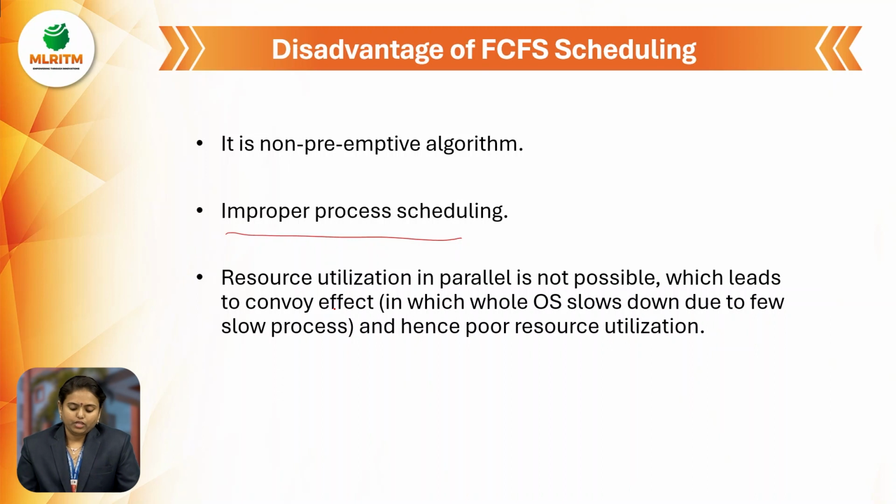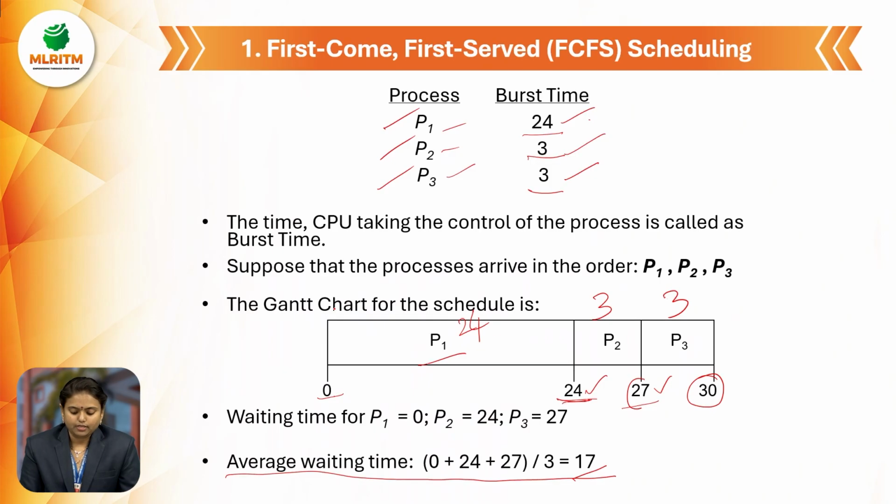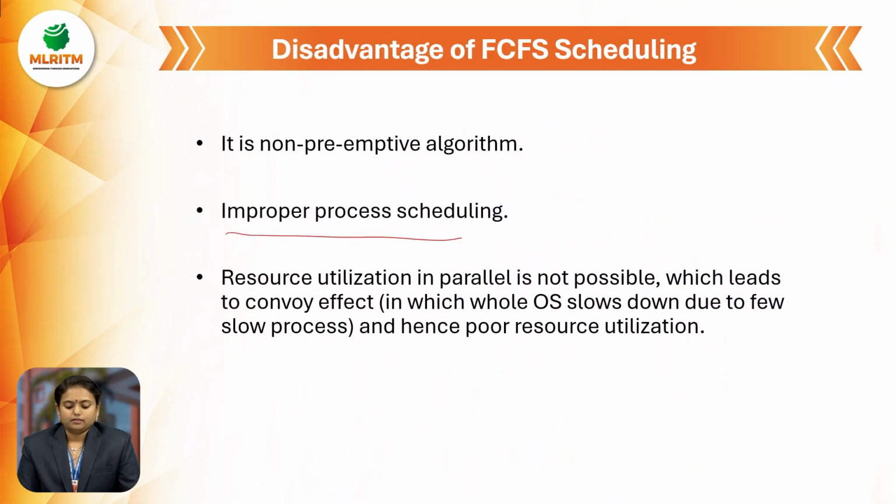That means the whole operating system slows down due to a few slow processes. In this case, process P1 has a burst time of 24. If it is a slow process, slow to execute, then process 2 and process 3 have to wait in that queue. That is the drawback, and poor resource utilization will be there because of slow processes.